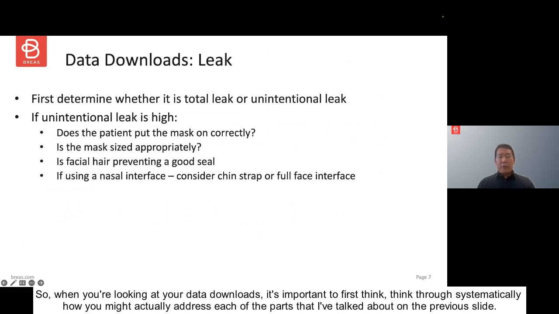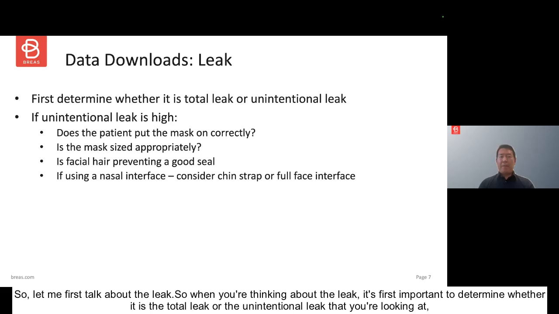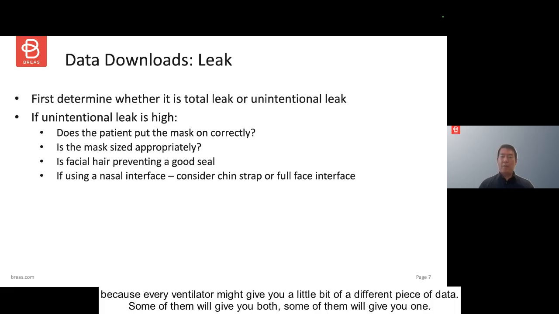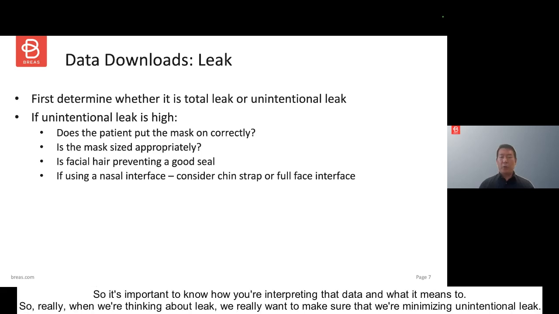So when you're looking at your data downloads, it's important to first think through systematically how you might actually address each of the parts that I've talked about on the previous slide. So let me first talk about the leak. When you're thinking about the leak, it's first important to determine whether it is the total leak or the unintentional leak that you're looking at, because every ventilator might give you a little bit of a different piece of data. Some of them will give you both, some of them will give you one. So it's important to know how you're interpreting that data and what it means.